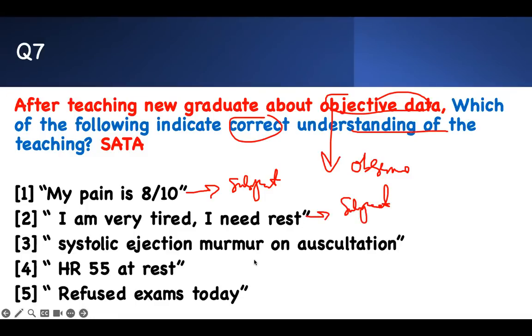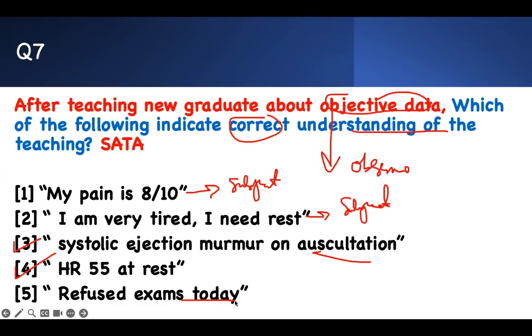Systolic ejection murmur on auscultation. This is what you heard. You can't change the fact. Your observation, when you listen, is the sound that you heard. Systolic ejection murmur, that's an objective value, right? Then heart rate 55 at rest is objective. This is what you saw. This is what you got.